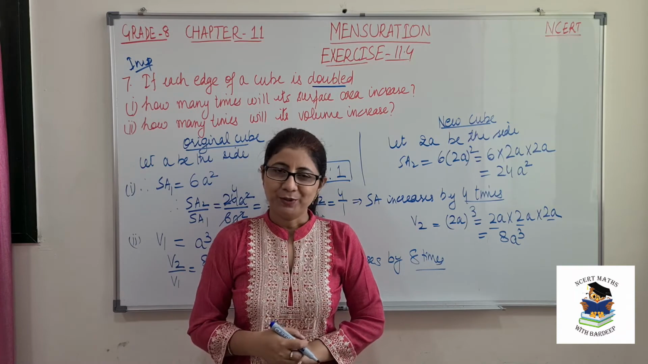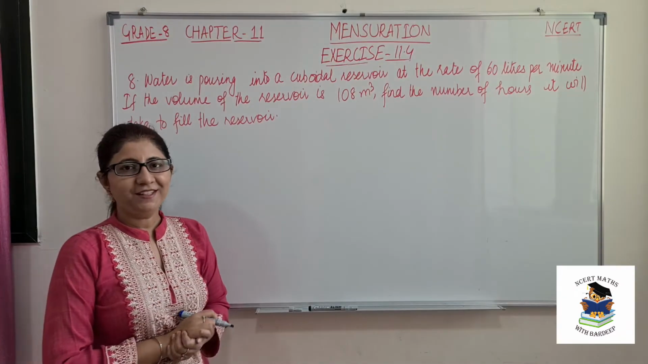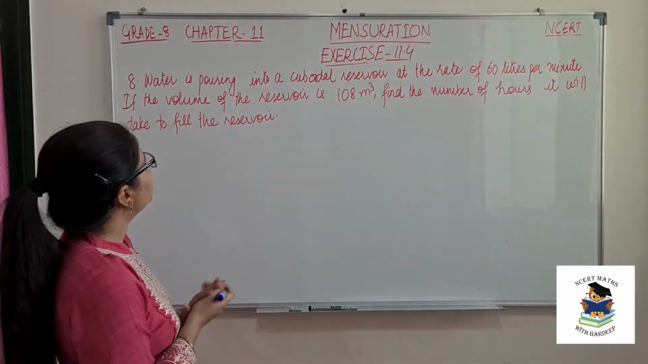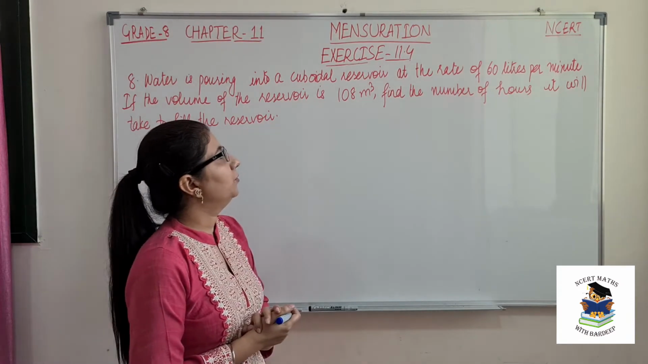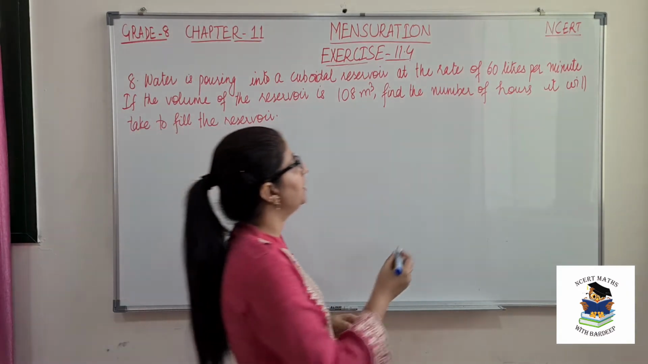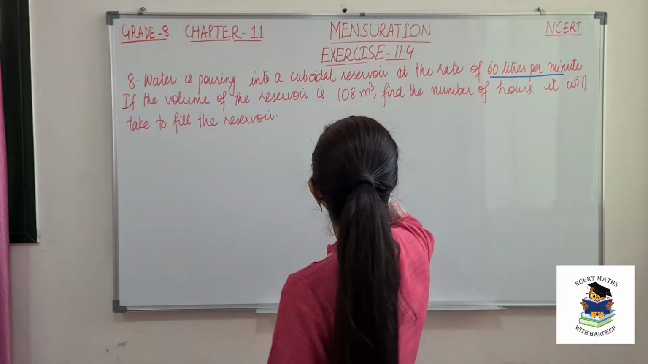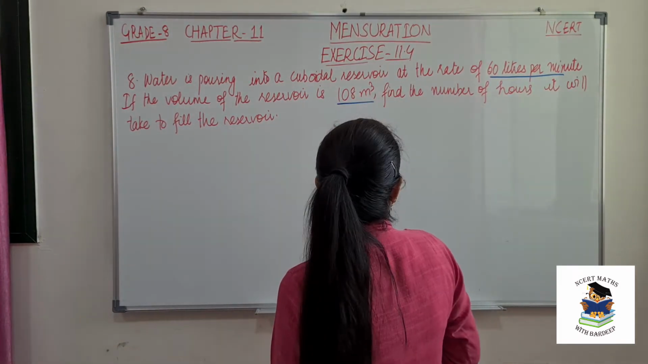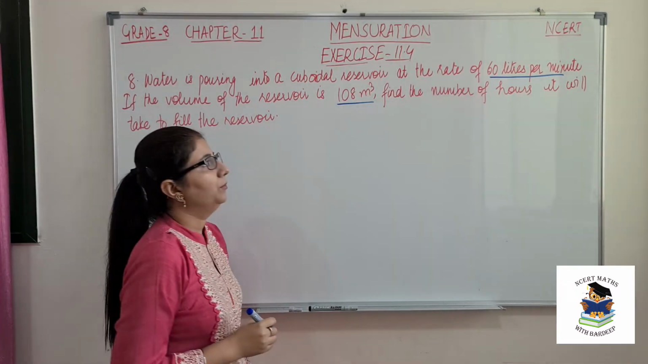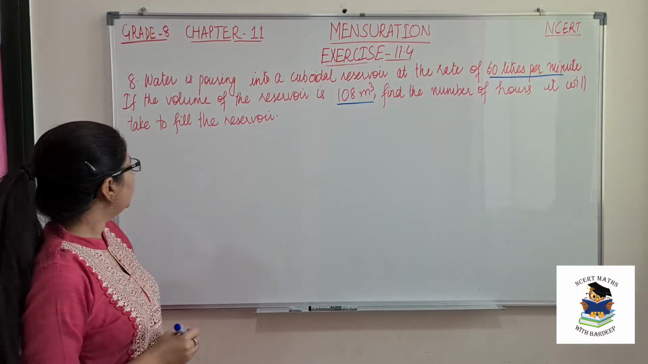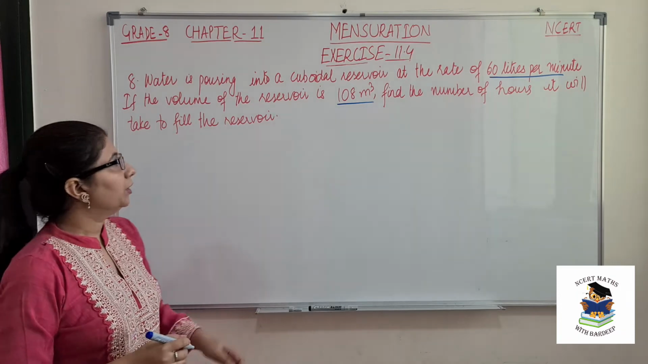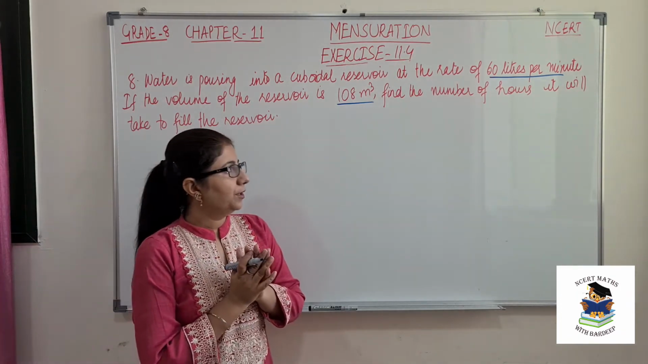Now let's move on to the last question. So let's see the 8th question. Water is pouring into a cuboidal reservoir at the rate of 60 liters per minute. If the volume of the reservoir is 108 meter cube, find the number of hours it will take to fill the reservoir. Okay, so let's understand this question first.